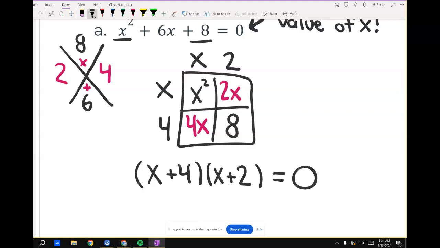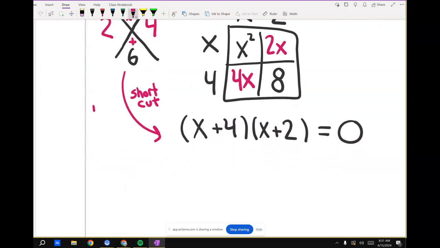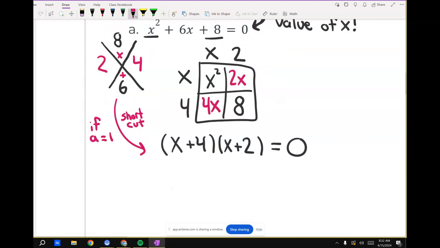But we talked about on Friday that there's a shortcut: when our a term is 1, we can go straight from here to here. So I'm going to draw another arrow to show our shortcut. The shortcut only works if, and I'll put our reason again to the side, a is equal to 1. Then we can use our shortcut.